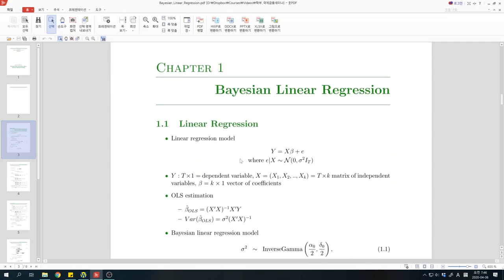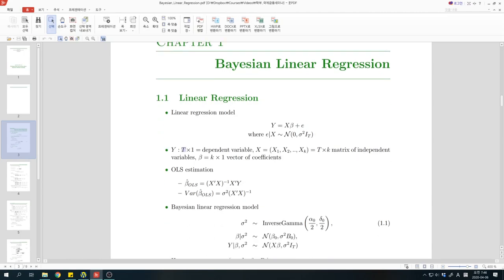Here is the linear regression model. So y is the dependent variable as always. X is the matrix of exogenous variables or independent covariates, and beta is their coefficient. And e is the error term, of course.